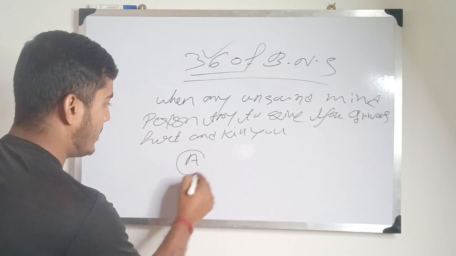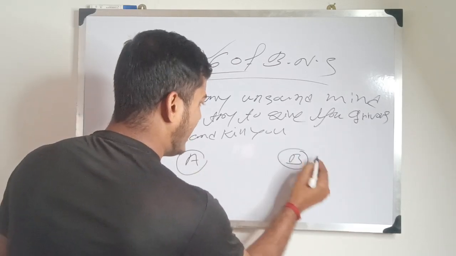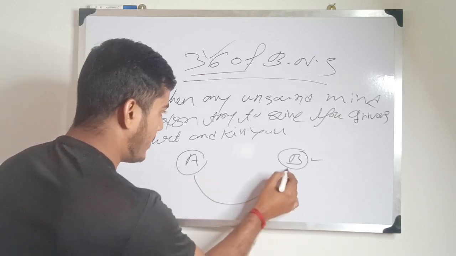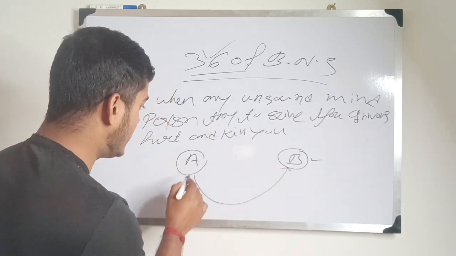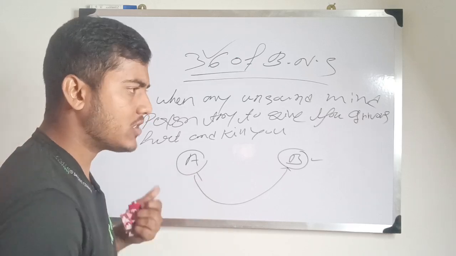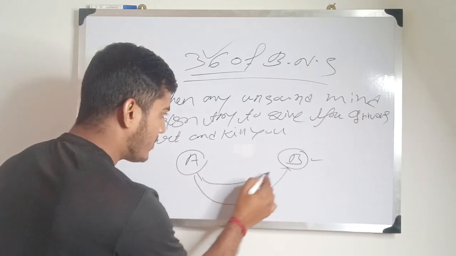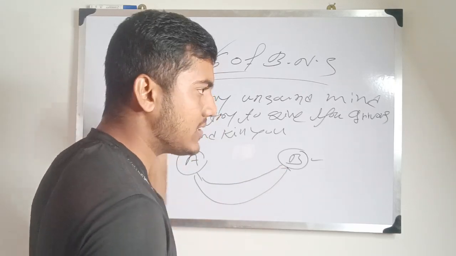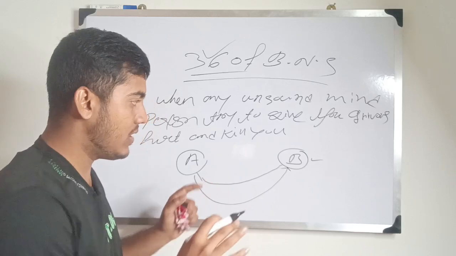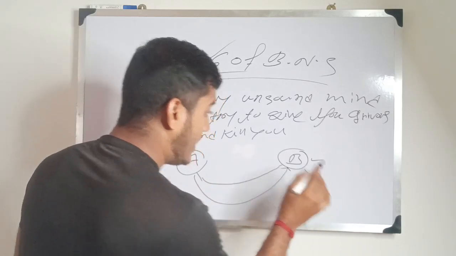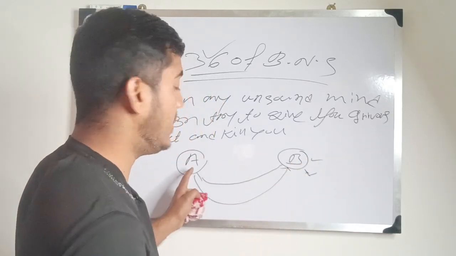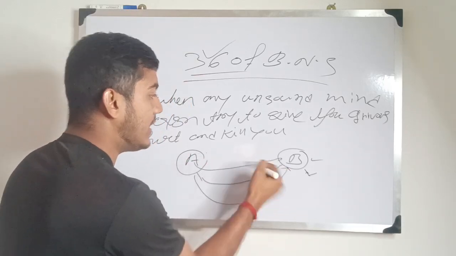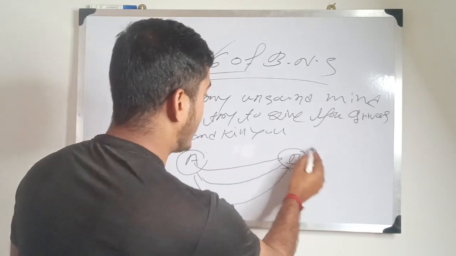A is an unsound-minded person, B is physically and mentally well. In this situation, A wants to commit murder of B. Because of this, A carries a sword and tries to kill B, attacking B with the sword. In this situation, B has an apprehension that if B does not protect himself, A will kill him. Because of this, B has a right in this situation.